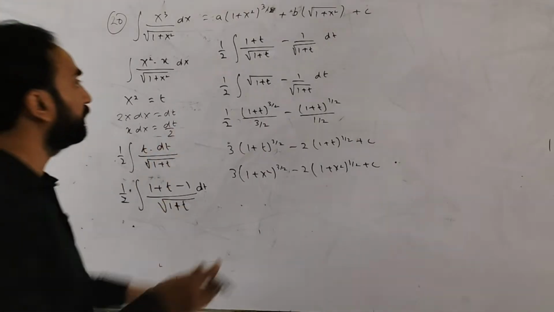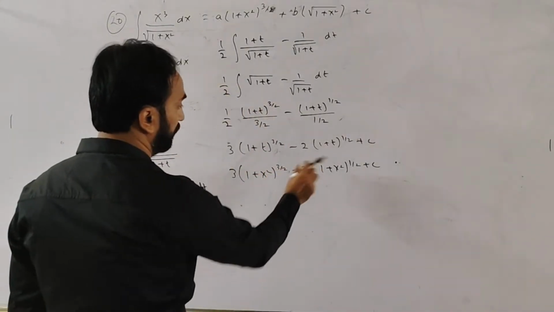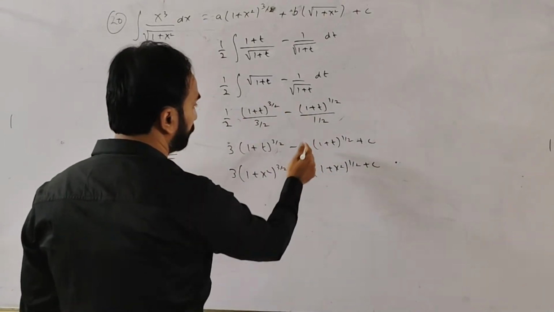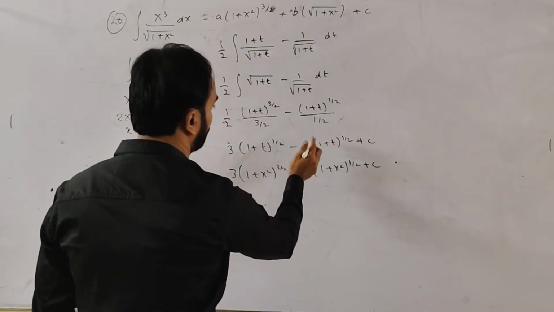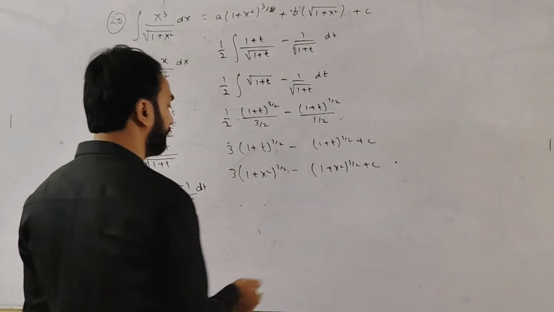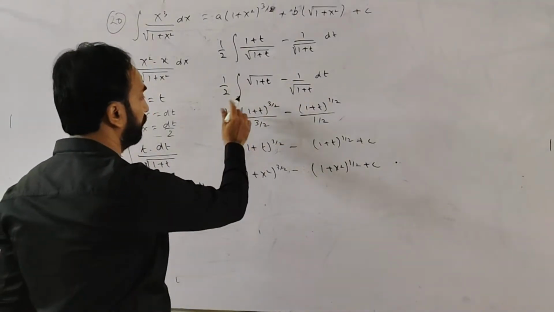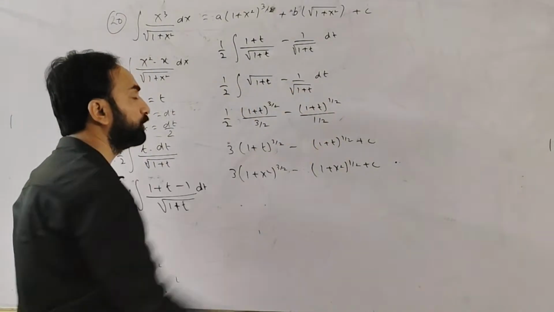Okay, so this 1 by 2 was for all. If this 1 by 2 is for all, then this will cancel this 2 part, correct? So this will only come as minus 1, or you can write anything. So now you compare, because this will cancel this. This 1 by 2 was completely for these two terms.